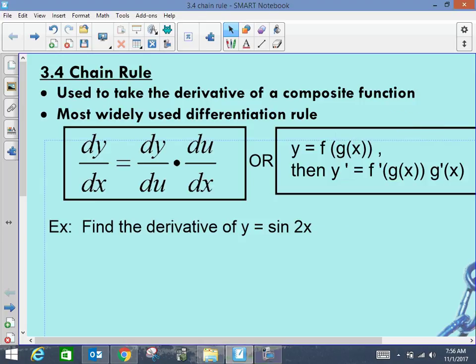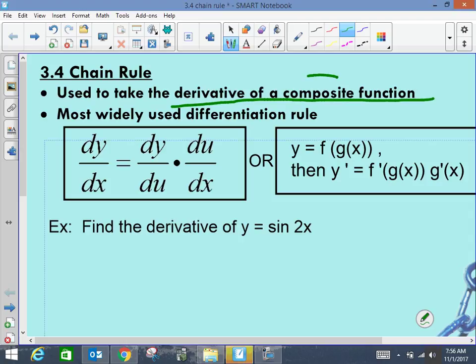The chain rule is used in conjunction with everything else we've already done. So it's kind of buried in there. It is used to take the derivative of a composite function, which, remember, is a function within a function.